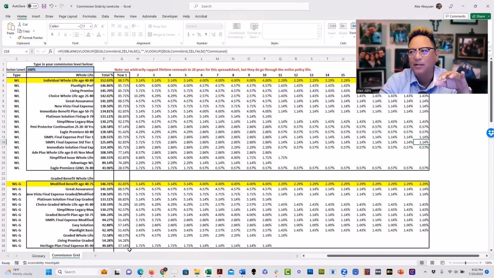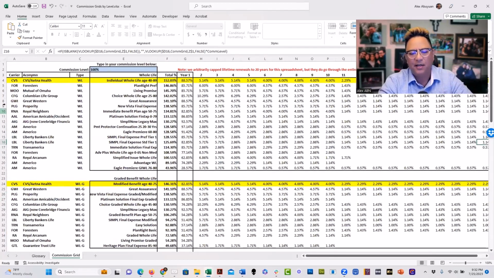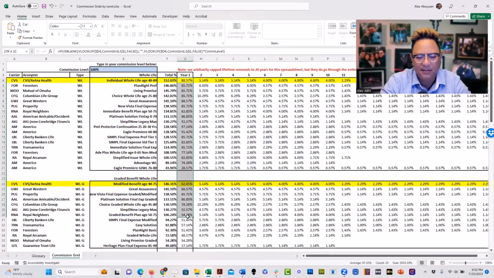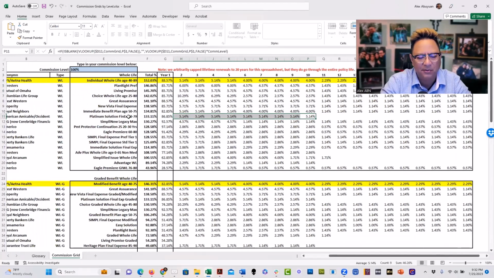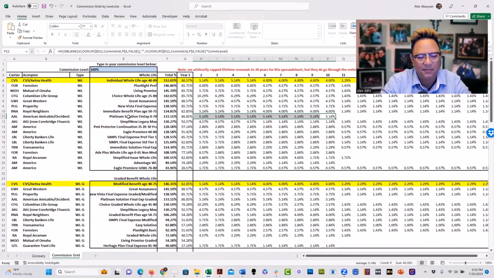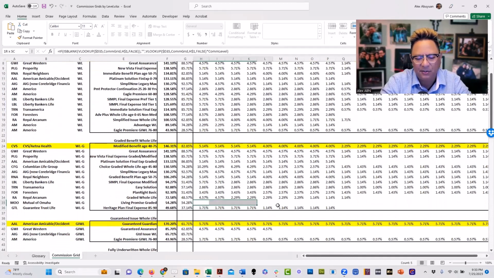The reason I did that is I wanted to be able to compare commission rates against each other. I've got the first year commission rate in this first column, and then the total commission rate when you add up all the renewals as far as it'll go. Some of our products will only do 10 years of renewal, like this American Amicable Platinum Solution final expense. There are some that have 0 renewals. Please, if you have a graded benefit client, don't write Mutual of Omaha, because you get 0 renewals.